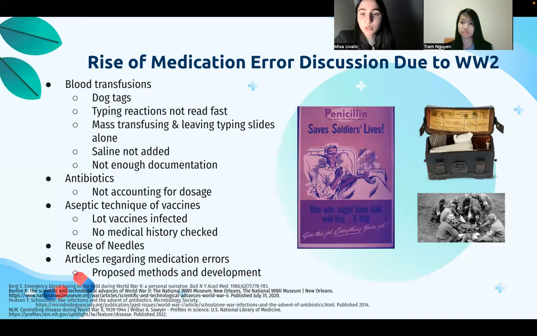Another important topic during World War II was the use of antibiotics, specifically penicillin. Penicillin was widely given to treat infections. However, dosages were not considered, which led to death. For example, one man died from his infection because he was not given a large enough dose of penicillin to kill the whole infection. On the other hand, vaccines were also of concern.